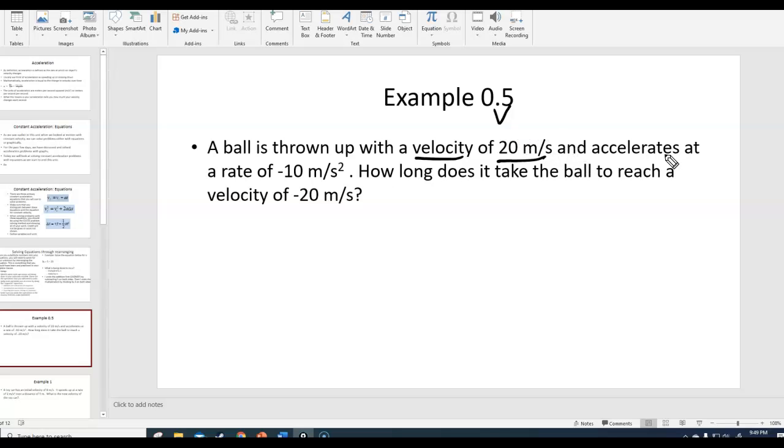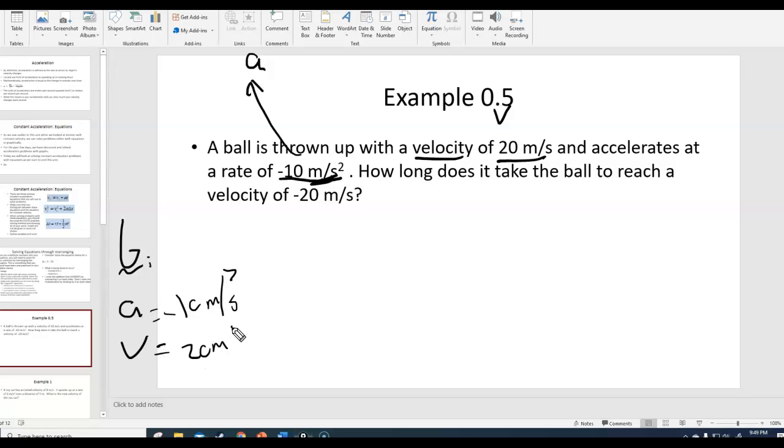And it says it accelerates at a rate of negative 10 meters per second squared. I'm keying in on that unit, meters per second squared. Nothing in physics has the unit of meters per second squared except for acceleration. So as I'm reading this problem, I'm figuring out my givens. I know I have the acceleration is negative 10 meters per second squared. I have a velocity of 20 meters per second. I don't know which one yet, but I'm going to go back in a second.